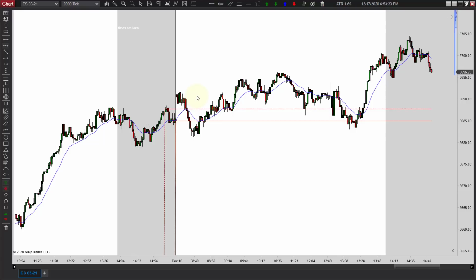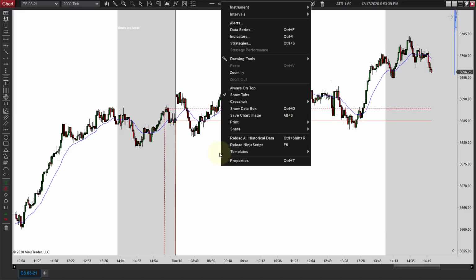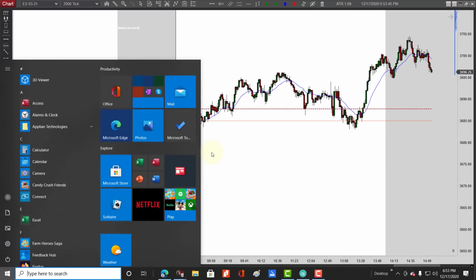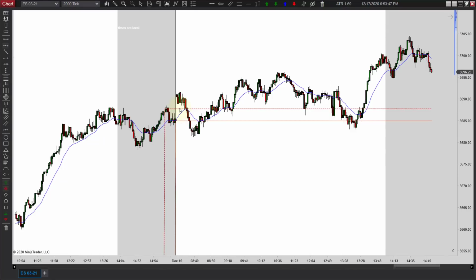I don't know why I can't get my line to come up. Something's going on there. But anyway, there's a gap there.